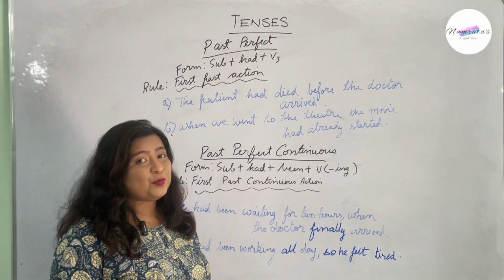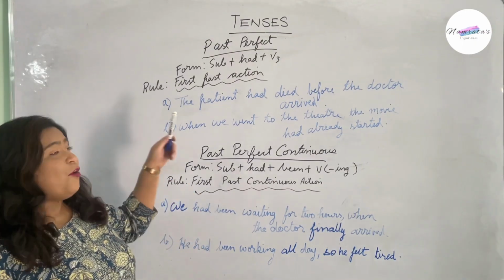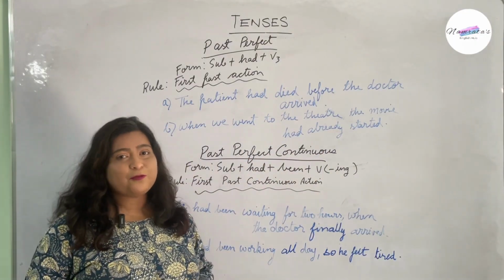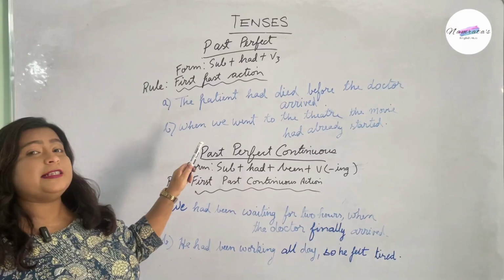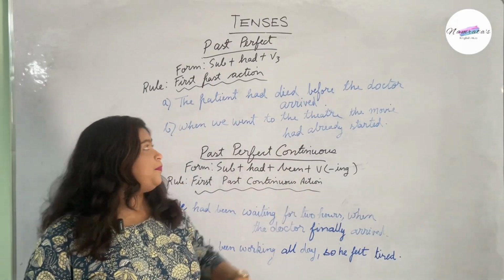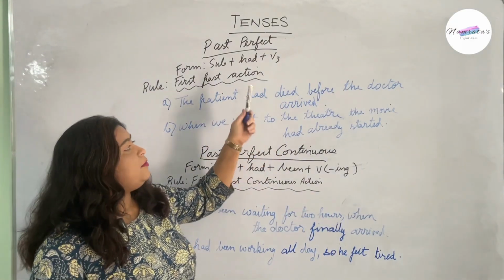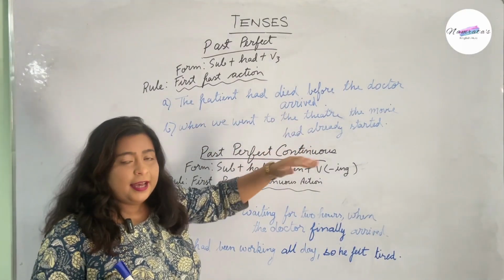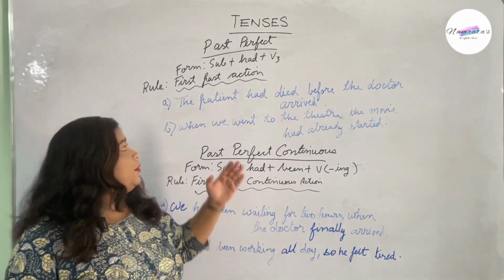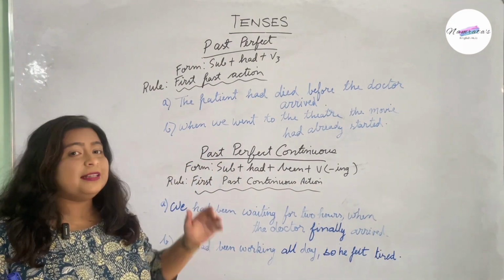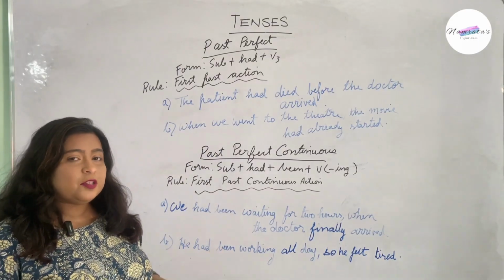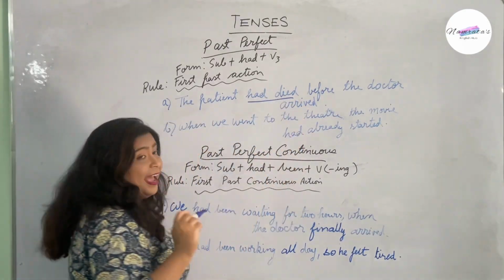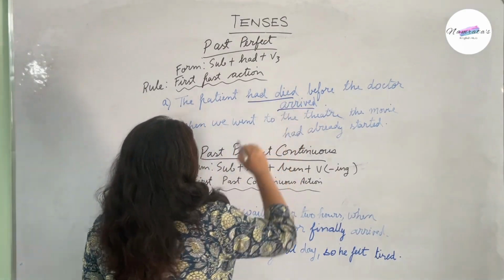Okay. The next one is past perfect tense. The form is subject plus had plus V3. V3 means the past participle form of the verb. We use this in case of the first past action. Now see, the patient had died before the doctor arrived. So here are two actions. One is the patient died. Another action is the doctor arrived. Now in this sentence, which one happened first? The patient died before the doctor arrived. So in case of this first past action, we use past perfect tense. And in the second action, simple past tense.